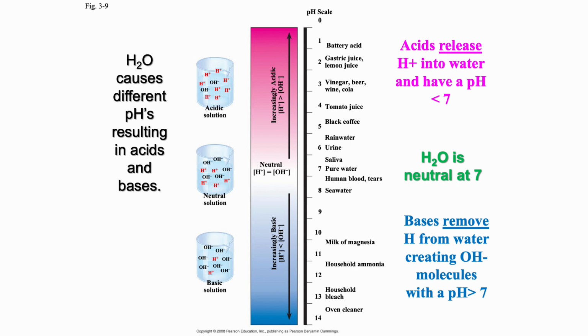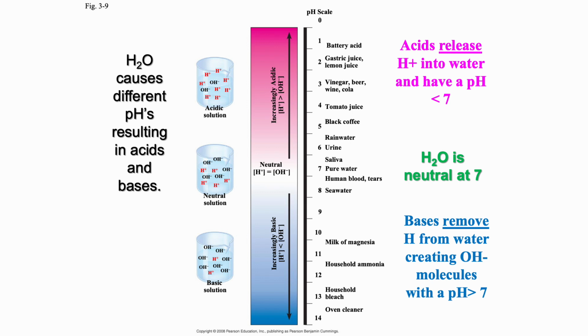And then water causes different pH values, resulting in acids and bases. Just these are some examples listed for you. Tomato juice is acidic. A car battery has acid in it that's acidic. Lemon juice is acidic. Black coffee is acidic. Acids are going to release that hydrogen ion into the water. And then a base is going to remove the hydrogen from the water, creating a hydroxide ion.